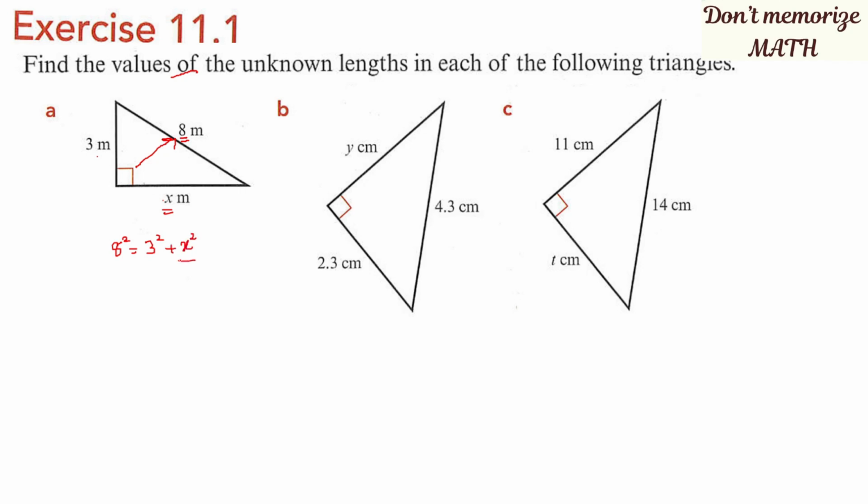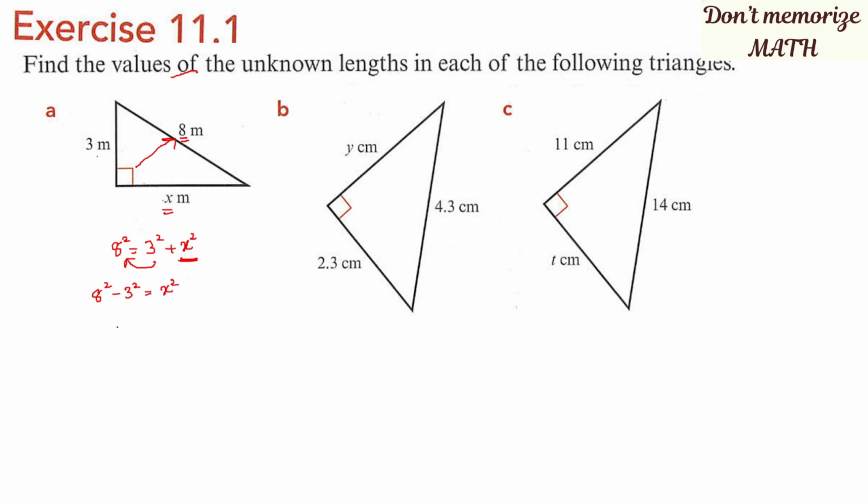Okay, so we need to find the value of x. Keep the x here and move the 3 square. This is positive 3 square. When we move that to the left side, it will become negative. So 8 square minus 3 square equals x square.